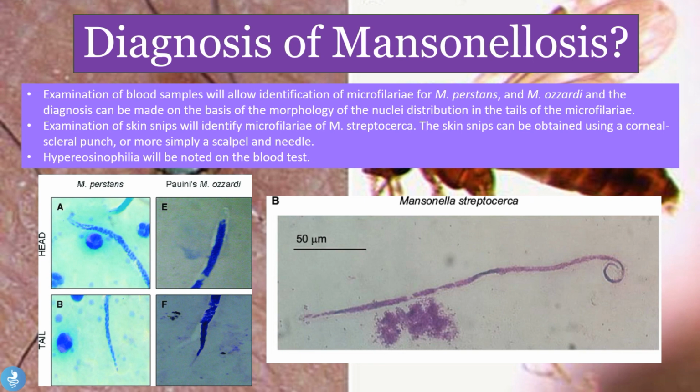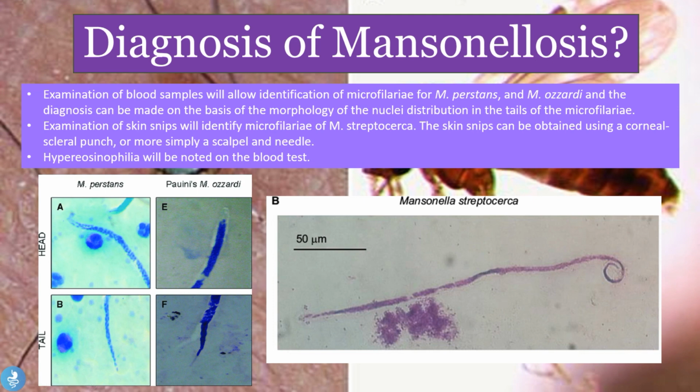and this can be used to help us to diagnose this disease. So we can also do the examination of skin snips, and this will identify microfilaria of the Mansonella streptocerca infections, and the skin snips can be obtained by using a corneal scleral punch or more simply by a scalpel and a needle. And this is what the typical microscopic aspect would look like.